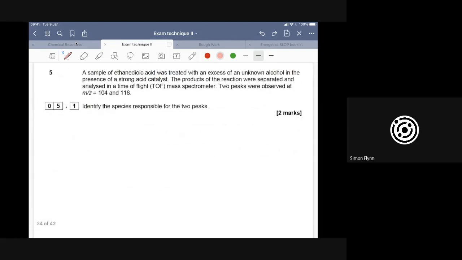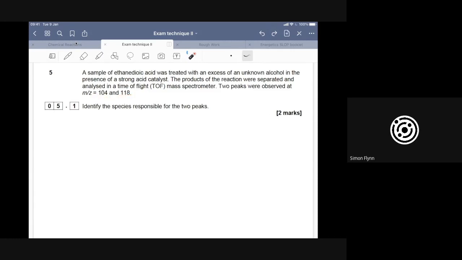Okay. A sample of ethane dioic acid, this is a nice question, was treated with an excess of an unknown alcohol in the presence of a strong acid catalyst. The products of the reaction were separated and analyzed in a time of flight, and 2 peaks were observed.